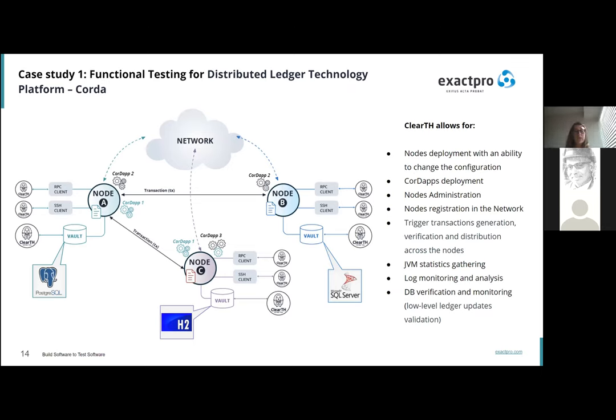And as for the platform itself, our case study that you can see on this slide covers the experience with the R3 Corda technology. From the functional point of view, the existing testing tools needed to be improved with the following capabilities. So as you can see on the diagram, it represents main DLT system components. It is a network of nodes, and our tool was used for extensive end-to-end test automation of the scenario, and it was adapted so that we could simulate main node functions on the Corda ledger.